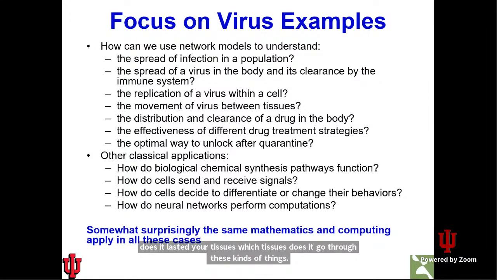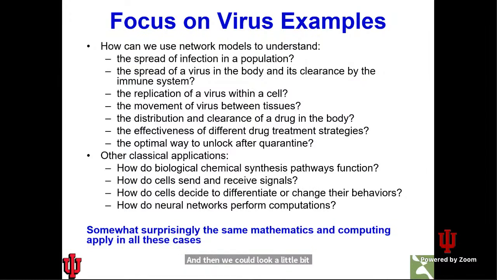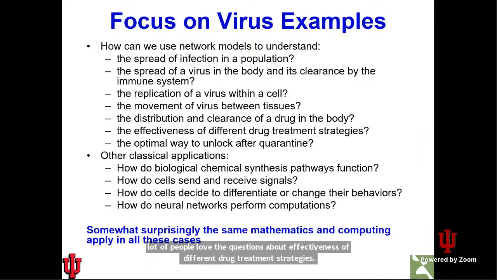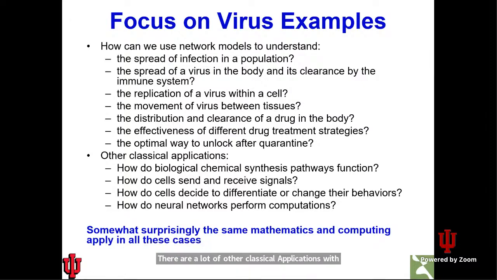And then if we look at previous class projects, a lot of people looked at questions about effectiveness of different drug treatment strategies. There are a lot of other classical applications which we've covered in other years: how biological chemical synthesis pathways work, how cells signal and receive signals, how cells differentiate during development or de-differentiate during cancer progression. People who worked on neural networks, not so much AI neural networks, but more modeling individual neurons. And all of these can be modeled using the same mathematical structures. And that's what makes this kind of approach very powerful.